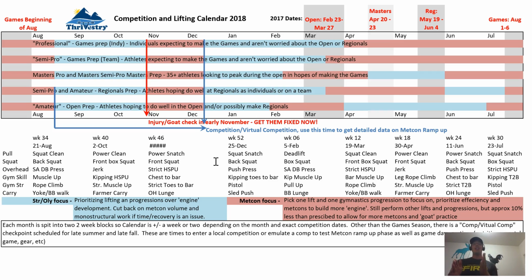But between the Open and then some games prep, we're gonna go back to skill and strength development, and then again going into the games, we're gonna go back to that Metcon focus. And the last one I'll talk about here is the semi-pro.